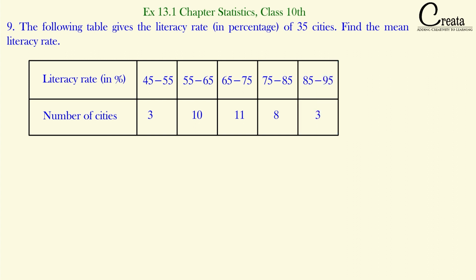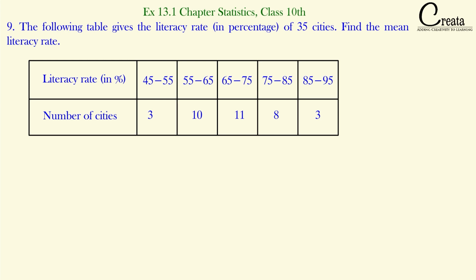Understand this figure. On the extreme right, we have good cities in which the literacy rate is very high. On the extreme left, we have the cities where the literacy rate needs to be upgraded. So understanding the observations from the practical point of view is very important. It will give you an idea of what we are about to do in this question. In this question, we have to find the mean literacy rate. So let's take down the question.